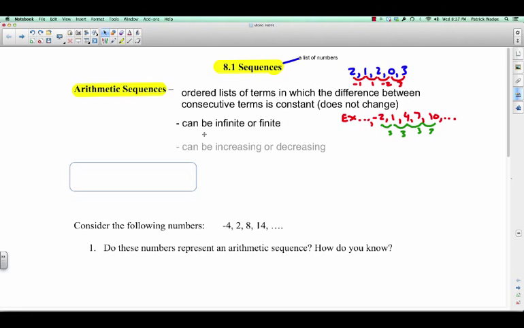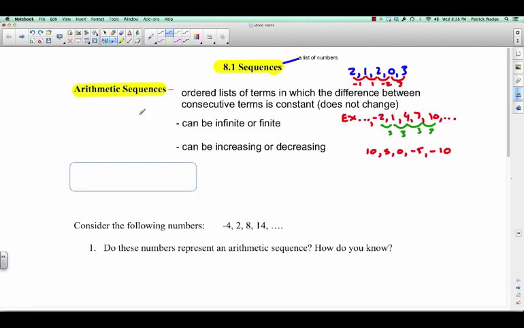Also, it can be increasing or it can be decreasing. This is an increasing sequence. But something like this, 10, 5, 0, -5, that's a decreasing sequence. Finite or infinite? It's finite. There's no dot dot dots anywhere. It doesn't continue on forever. Let's put one more, -10.